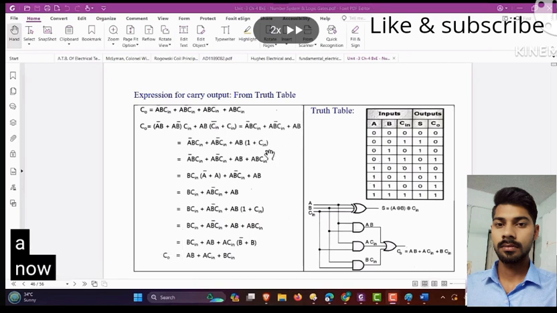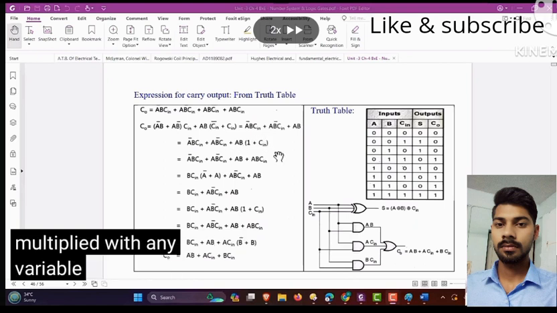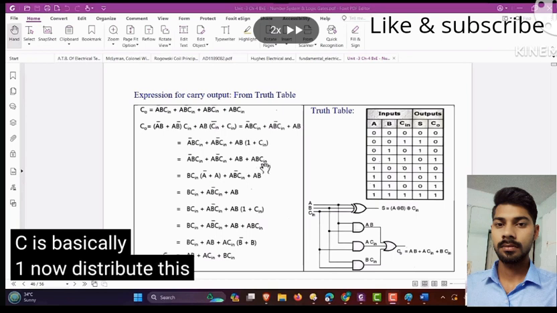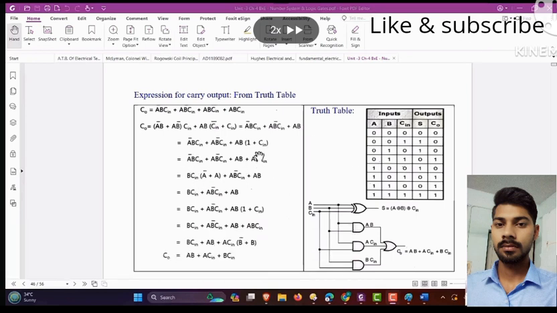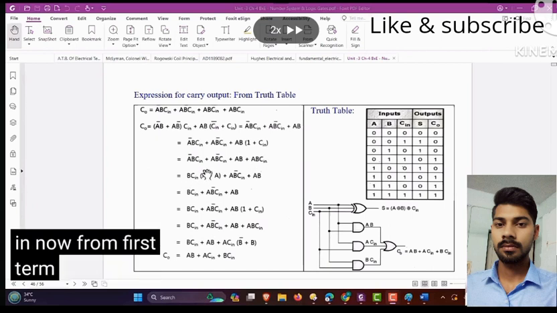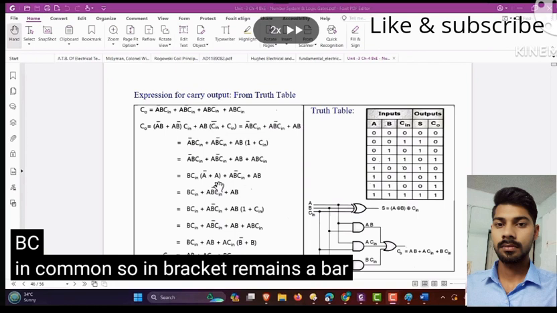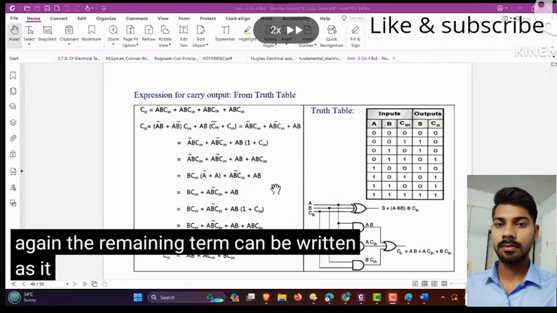Now we will multiply the last term AB by 1 plus C in. Any variable ORed with 1 is 1, and therefore 1 plus C in is basically 1. Now distribute this AB on this bracket. So you are getting AB and ABC in. Now from the first term and the last term here, we will take BC in common. So in the bracket remains A bar or A. So A bar or A is 1 again. The remaining terms can be written as they are: AB bar C in or AB.